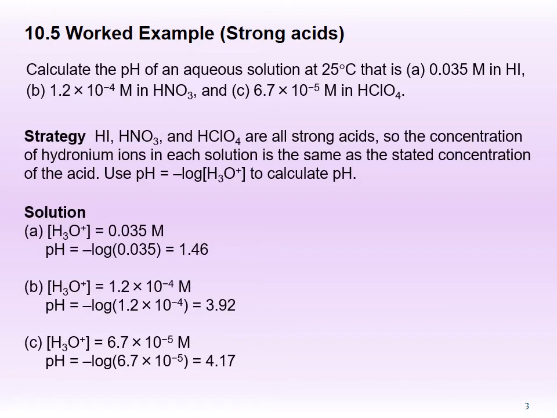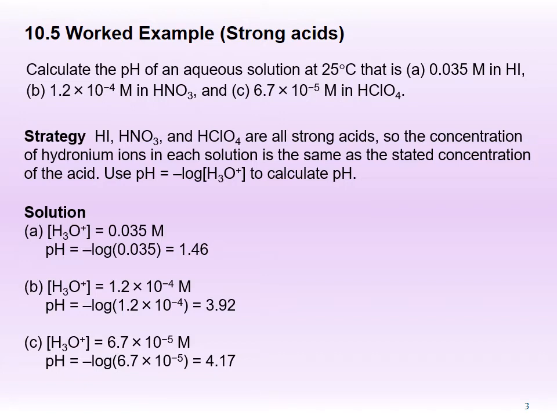Here are some examples. Calculate the pH of an aqueous solution at 25 degrees Celsius, that is, part A, 0.035 molar in hydroiodic acid, part B, 1.2 times 10 to the power of negative 4 molar in nitric acid, and part C, 6.7 times 10 to the power of negative 5 molar in perchloric acid.